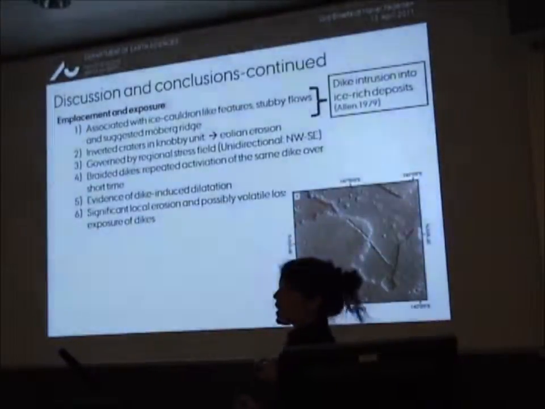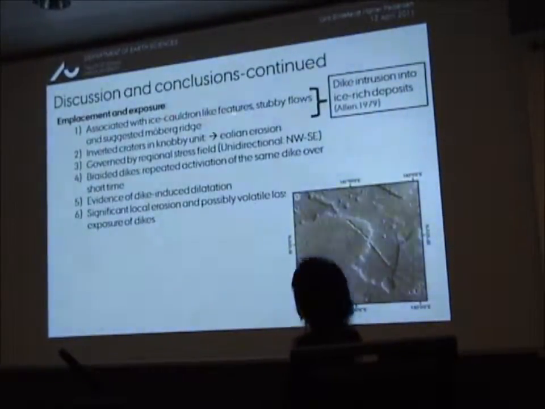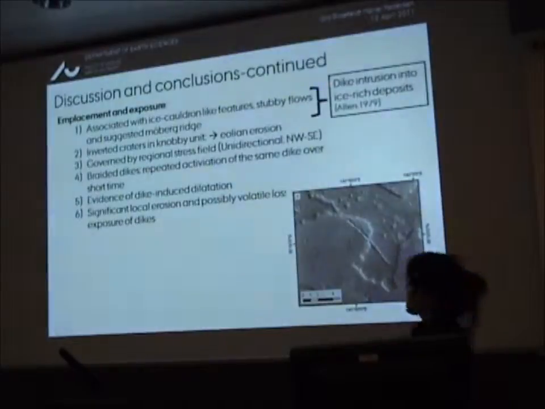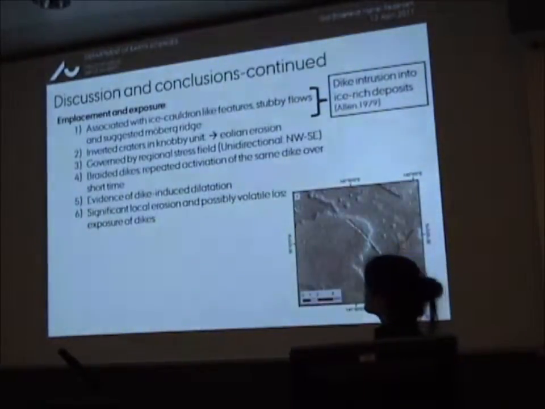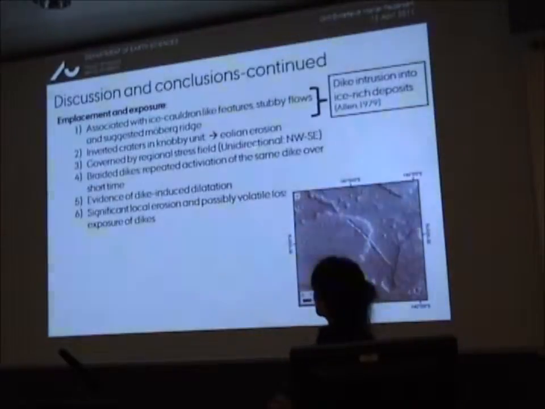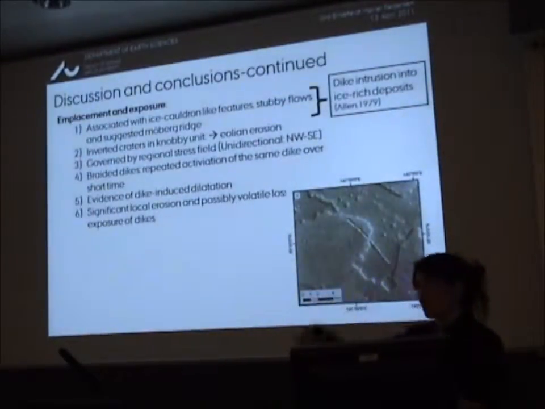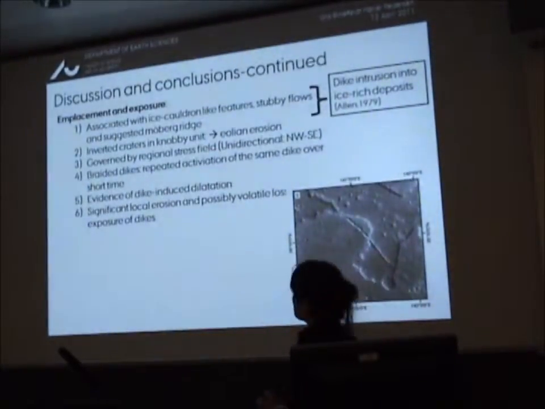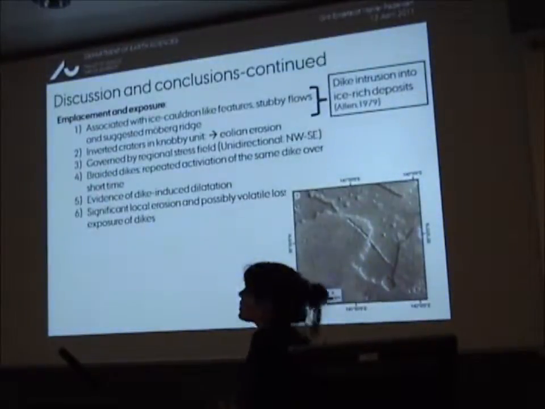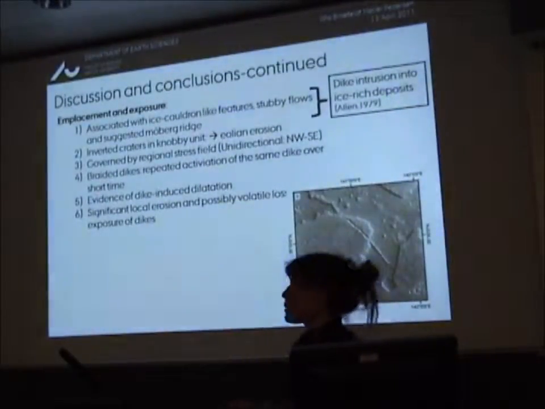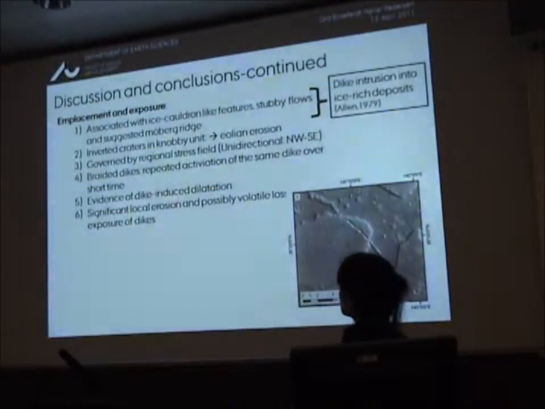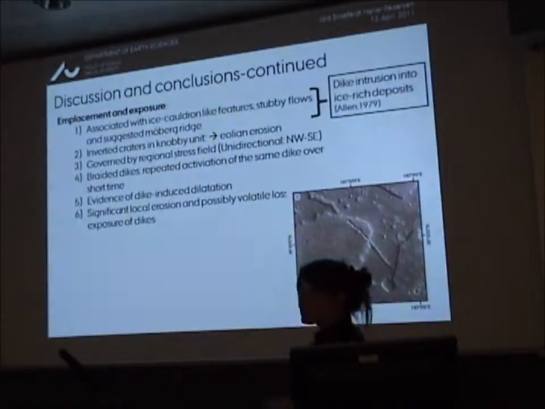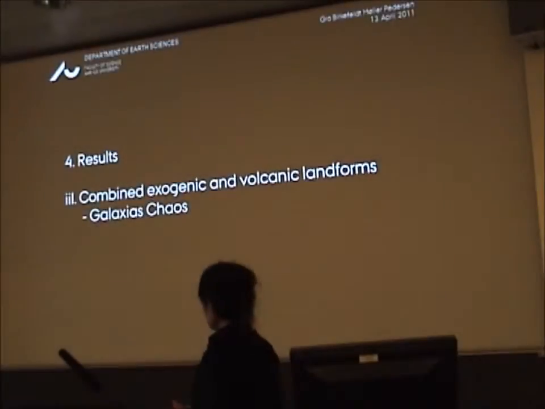Moreover, as I just said, they are associated with ice cauldron-like features, stubby flows, and suggested Mobergs, which suggests that some of them might have intruded ice-rich deposits. They have this unidirectional orientation, northwest-southeast, suggesting that they have been governed by regional stress. The braided dikes suggest that we have repeated excavations of the same dikes over a short time, and then we see evidence of dike-induced dilatation and some significant erosion in the area since we have the exposed dikes. Okay.